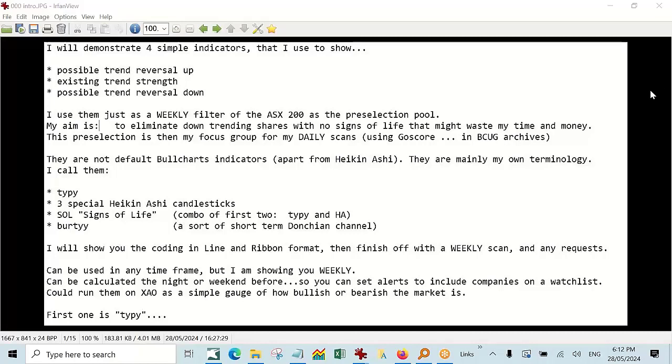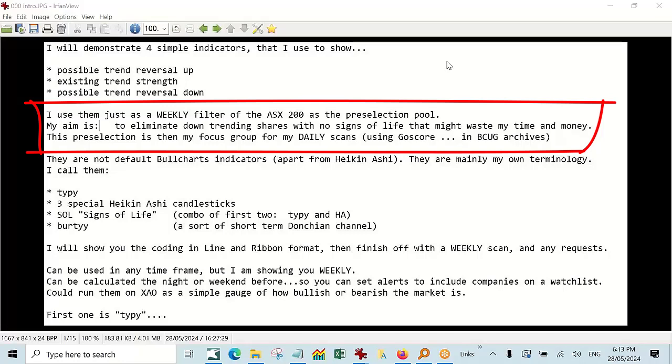Good evening, everyone. Yes, I'll demonstrate 4 simple indicators tonight that show possible trend reversal upwards, existing trend strength, and possible trend reversal. I use them just as a weekly filter of the ASX 200. It's sort of a pre-selection tool, and I go on to look at my daily picks from this pre-selection. So it's just a filter, really.